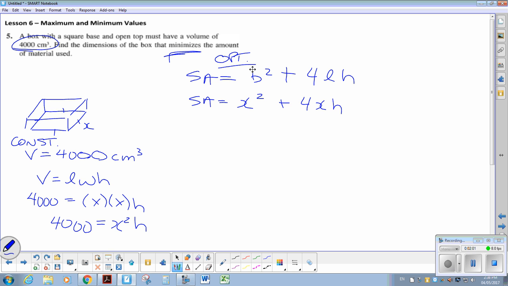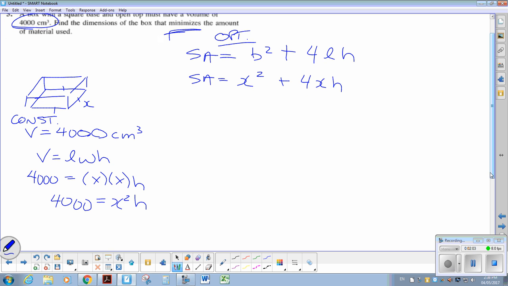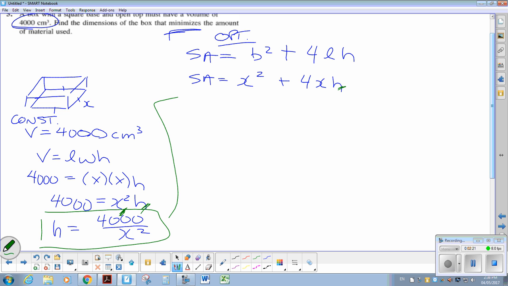Again, you want to drop down a variable here. So when I look at this one, I see H is by itself. When I look at my constraint equation, it's X squared. So I kind of want to avoid the square root while I can. So let's isolate for H. So height is 4,000 over X squared. So there is my constraint equation. That's what I'm going to use in my optimization equation.